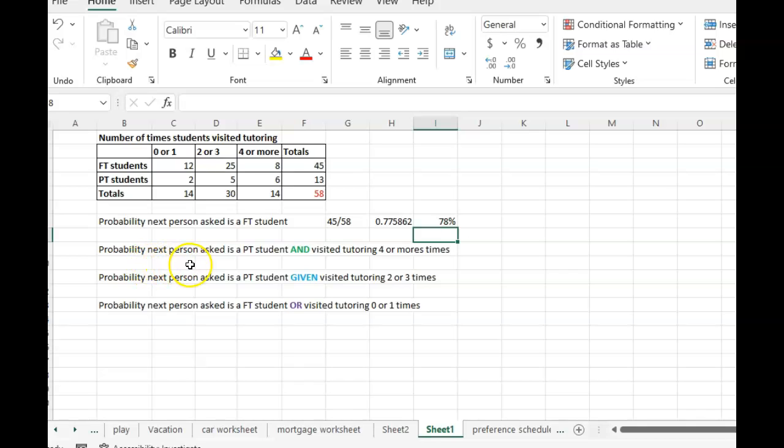This next one, probability that the next person asked is a part-time student and visited tutoring 4 or more times. So part-time students is this row right here. 4 or more times is this column, and would be the intersection of the two, because they have to be a part-time student and visited tutoring 4 or more times. And the only number of students that have done that is right here. 6 out of the total have done both, or are both, a part-time student and 4 or more times.